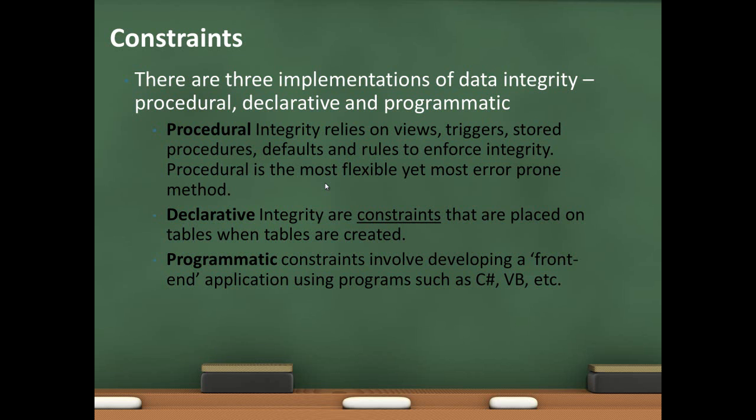Declarative integrity are the constraints that are placed on the tables, the specific ones that we place on those tables. That's the ones we've just been doing. Those are the ones where we set the rules when we design that database. And then we have the programmatic rules. The programmatic rules are the rules that we as programmers place on the data that are outside the database.